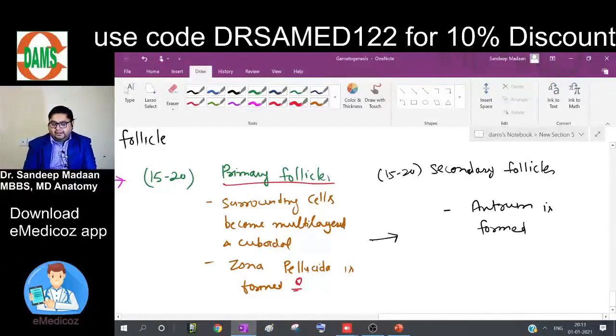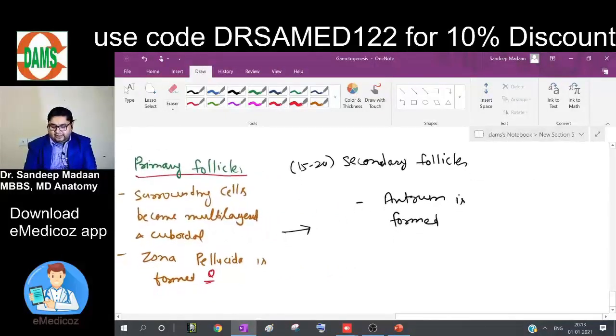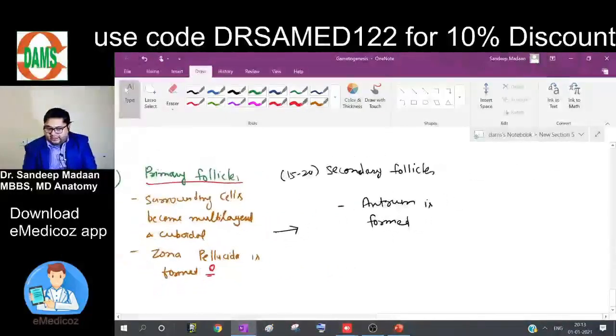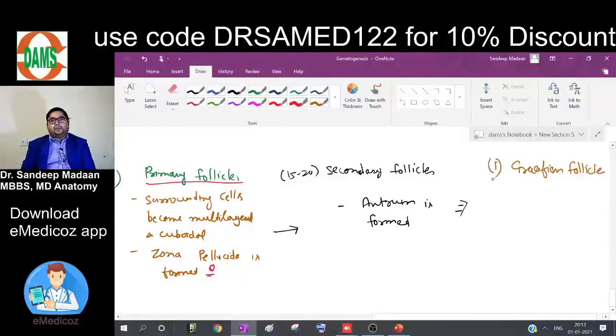Okay, after secondary follicles, there is formation of Graafian follicles. And the Graafian follicle, how many? Only one. One Graafian follicle will be formed, or pre-ovulatory follicle or mature follicle. And what happens here? Here we have two important things to discuss.